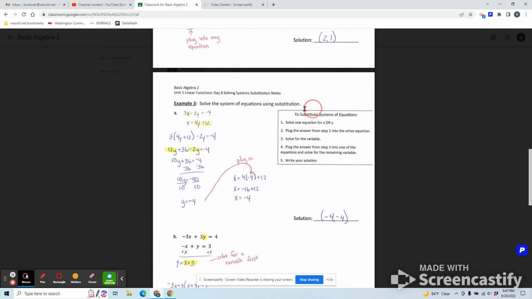So the steps for success would be your best bet on making sure you're doing everything right. The best way to get better at these, just like with any math, is to practice.